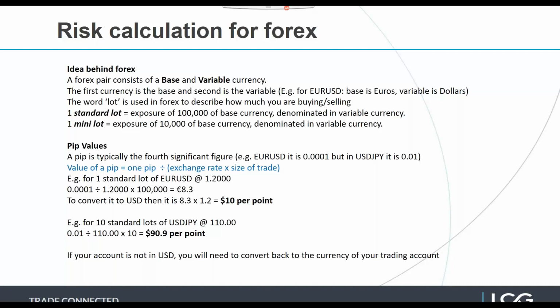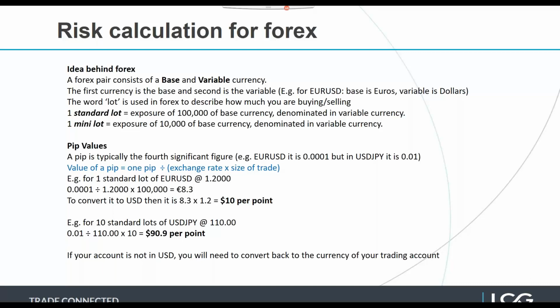We use the word lot in forex to describe how much you're buying or selling. A lot is a bit like an alternative word for a contract. Then we generally tend to deal in standard lots and mini lots, and you can even get micro lots as well if you're trading on MT4, for example.